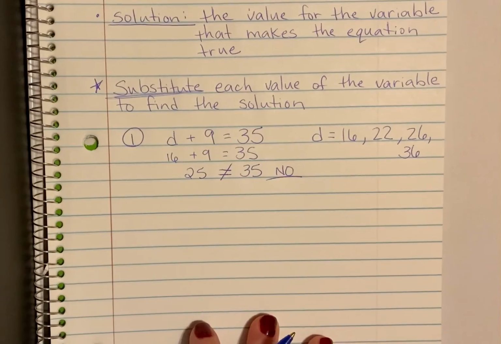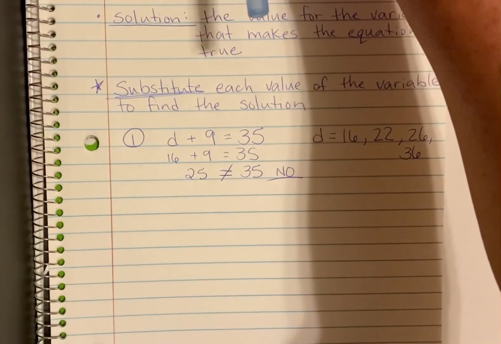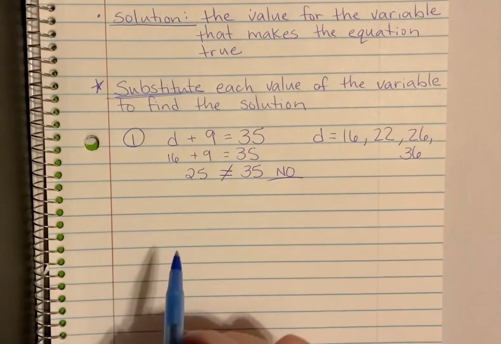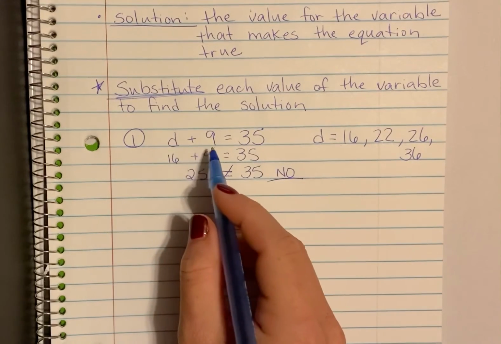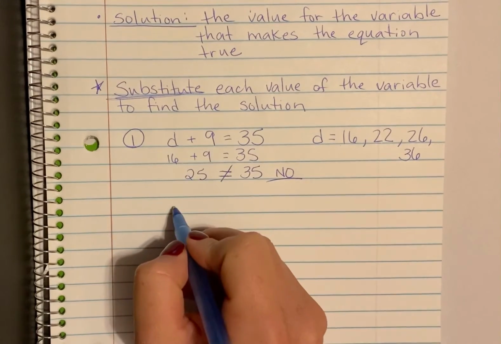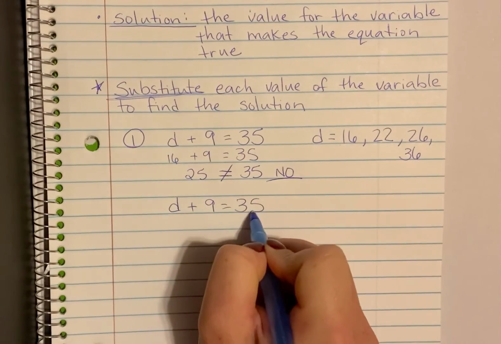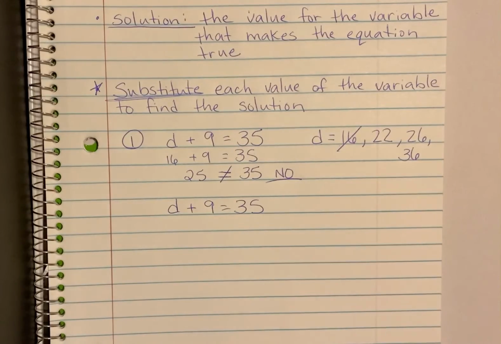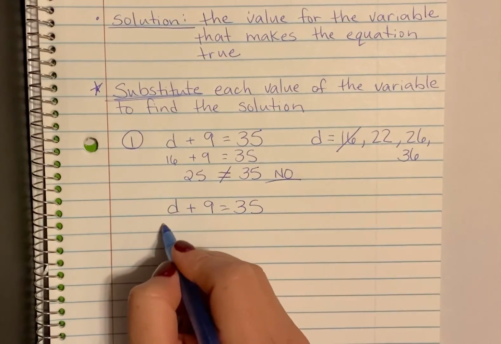Let's try 22. Will 22 be a solution for this equation? We've got D plus 9. I'm going to rewrite the equation again. D plus 9 is equal to 35. We tried 16. That didn't work. We're going to use the value 22 to substitute for D.